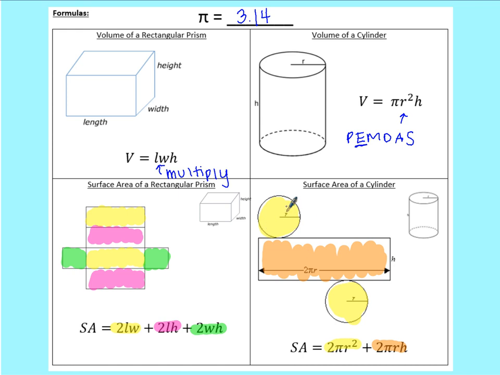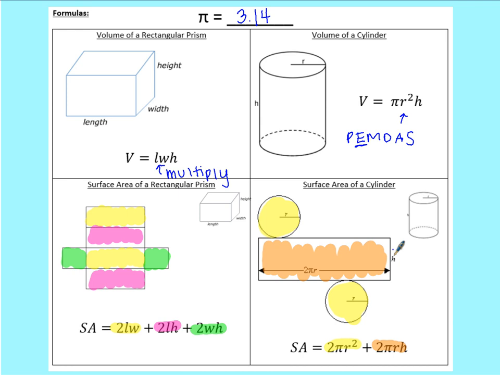Remember, the area of one circle is just pi r squared, and since there's 2 of them, we get 2 pi r squared. And then we add that to the area of this rectangle, which you would put together to make like the label of a can or something. That would be what the label would be.